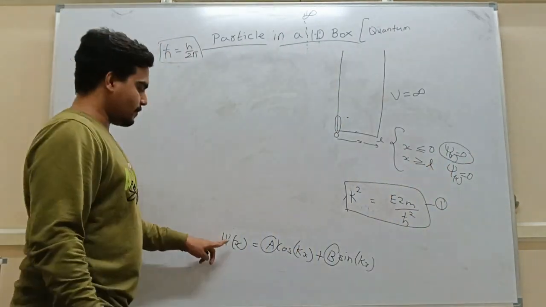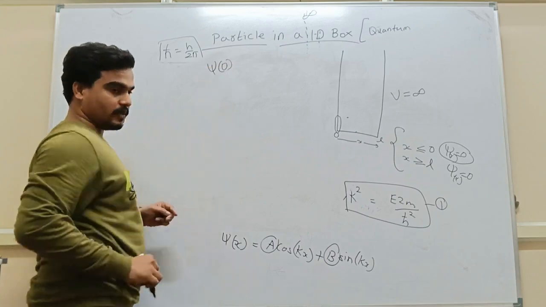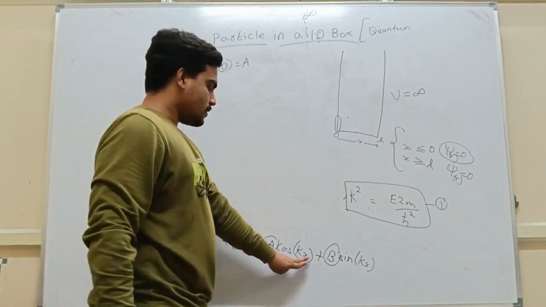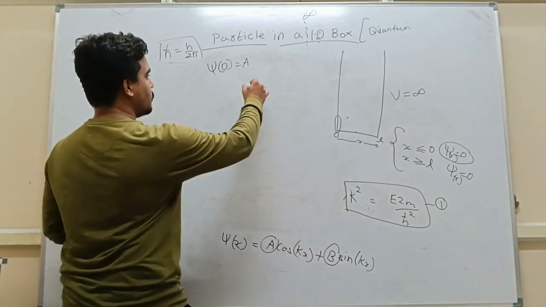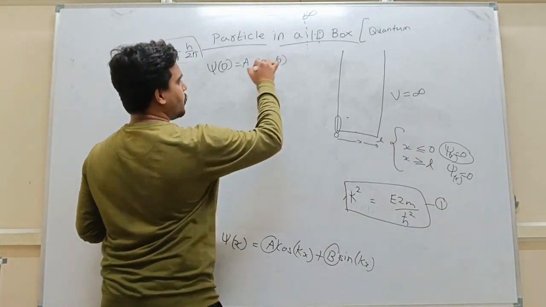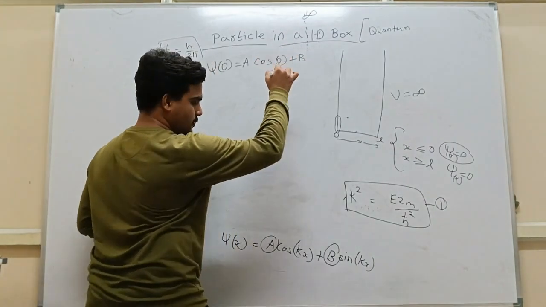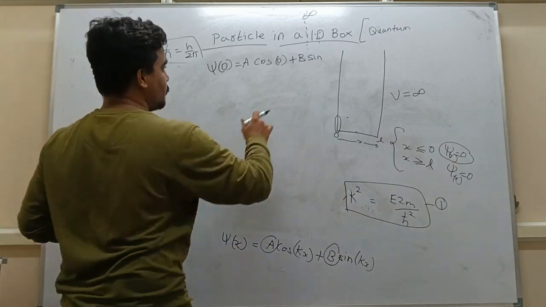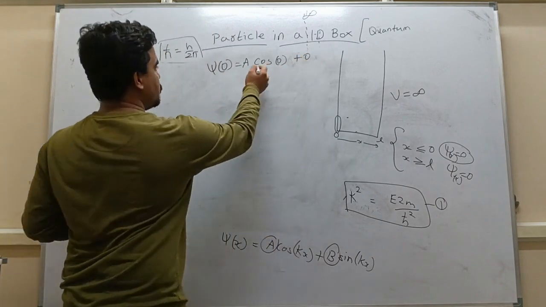So now first we will apply psi of x as 0. When x value becomes 0, what we will get is a into cos. Now see, x value will be put as 0, so 0 into k will be 0, so we will get cos 0. Now we all know the value of cos 0, plus b sin. Now sin 0 is 0, so I will just remove this because this whole term will become 0. Now cos 0 is 1.